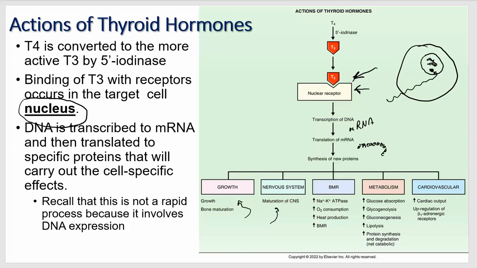Metabolism, other metabolic processes, glucose absorption, glycogenolysis. So you're going to break down glycogen to release a lot more glucose. You're going to make more glucose. You're going to break down lipids. You're going to make more proteins. Cardiovascular, you're going to increase cardiac output. And this other thing, I have this mentioned somewhere else too, but upregulation of beta-1 adrenergic receptors, which are found in the heart, which is going to make the heart beat harder, and so blood pressure can be affected by this.